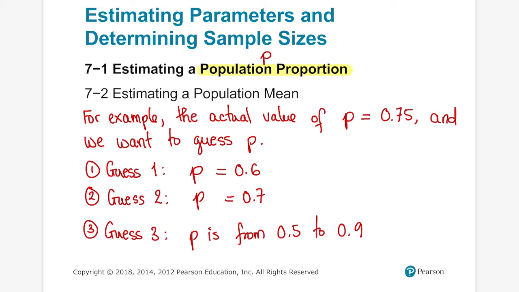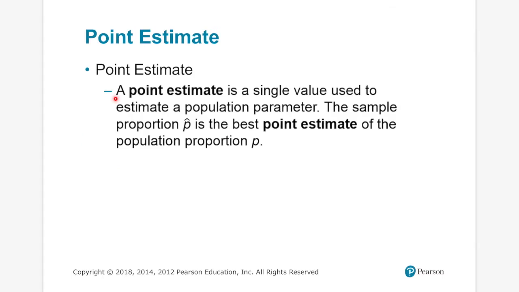What we're trying to do in this section is find the interval that contains your P, which is the population proportion. A point estimate is a single value used to estimate a population parameter. A sample proportion P hat is the best point estimate of the population proportion P. In order to estimate P, I am going to use P hat.